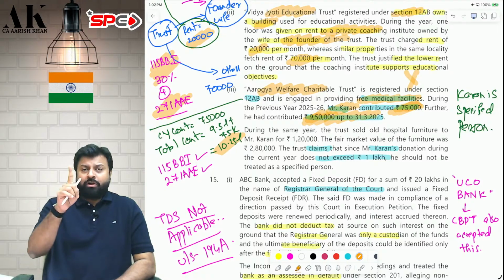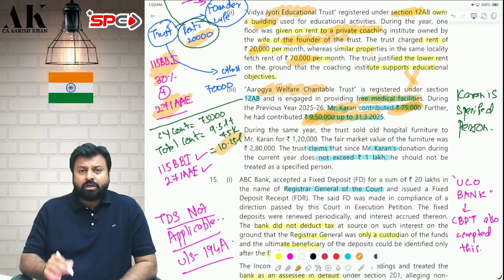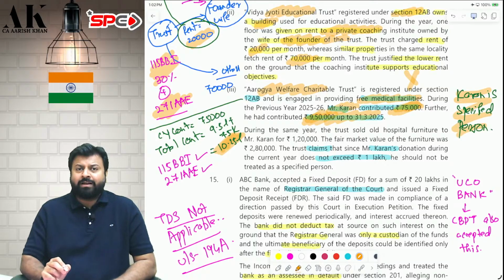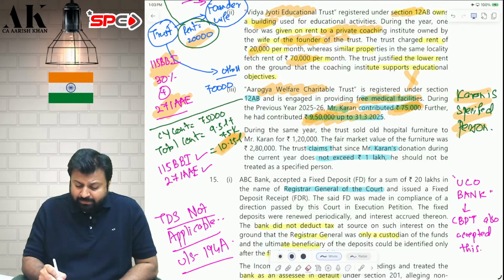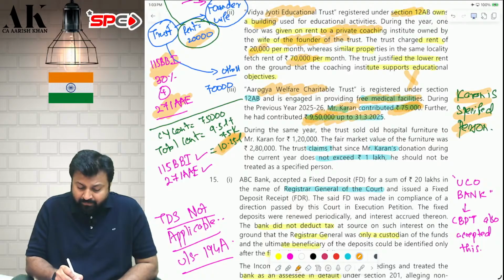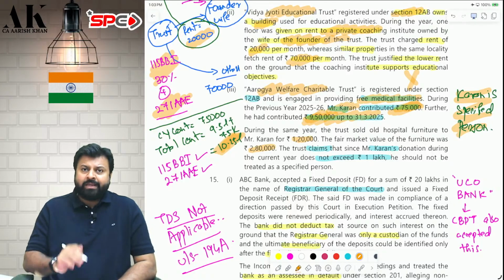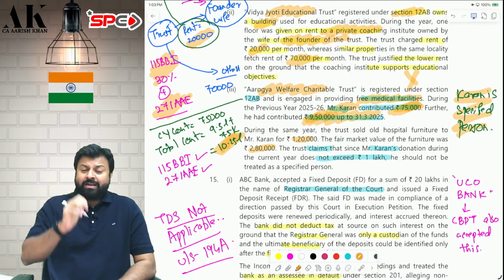And now you cannot give unreasonable benefit to Karan. Now you are doing unreasonable things for Karan. Check. First of all, you have to prove that Karan is a specified person, which I have proved because of this 10.25 lakhs. Now, are you giving unreasonable benefit to Karan? The answer is yes. You are selling some old furniture at 1,20,000 rupees, whereas the market value of the furniture is 2,80,000. So, you are giving unreasonable benefit to Karan of 1,60,000 rupees.